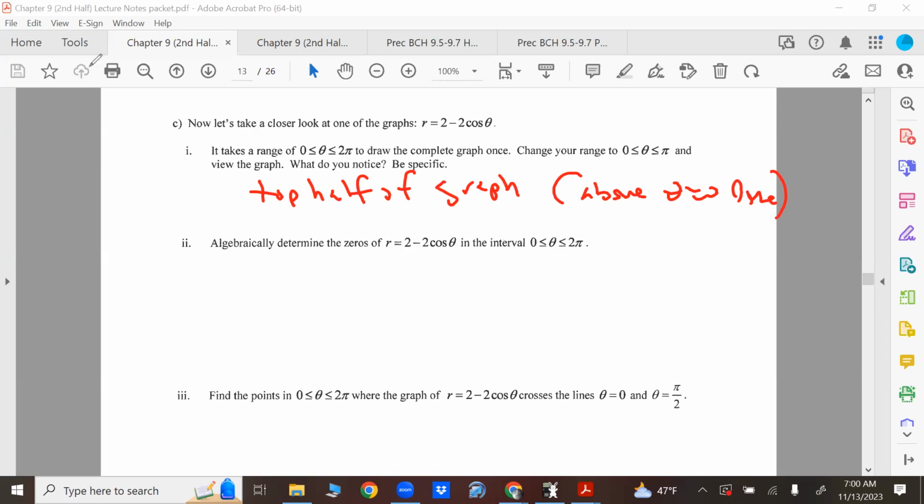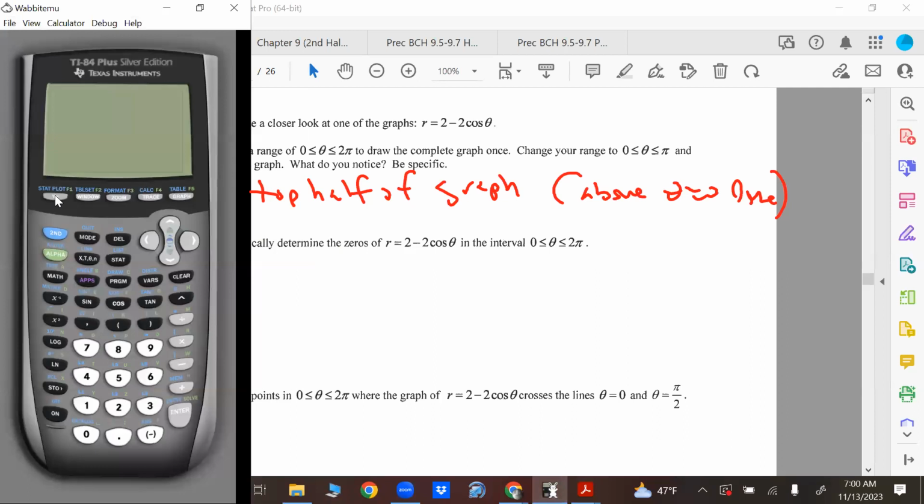If I were to go back to that again, I think I still have it stored here. Nope, that was another one. My bad. So 2 minus 2 cos theta, that was the first one. But change that to pi for theta max. Wrap the sucker, and you only get the top half. And in fact, I probably should expand that to, say, -6 and 6. Actually, 4 is good enough. So you only get the top half.